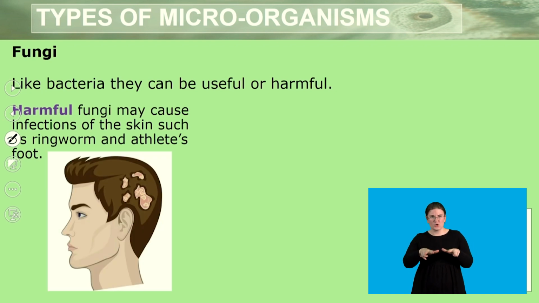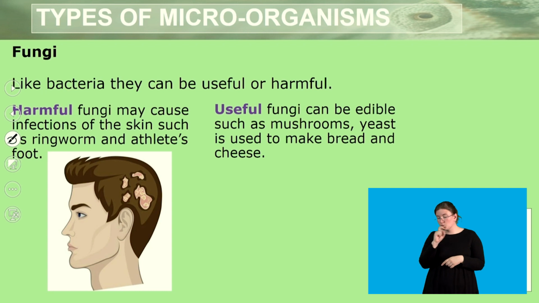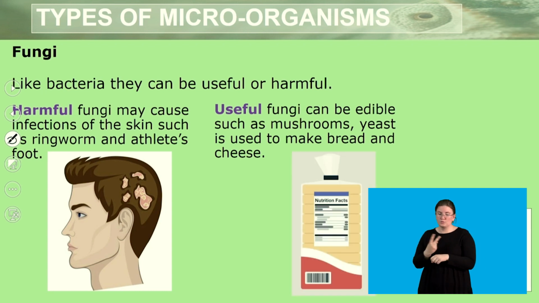Ringworms are found anywhere on the skin. There's an example of a ringworm on someone's head. You also have useful fungi, and this is something that is edible, something that you can eat, like mushrooms and the yeast that is used to make bread and cheese. That is the useful fungi that we have.